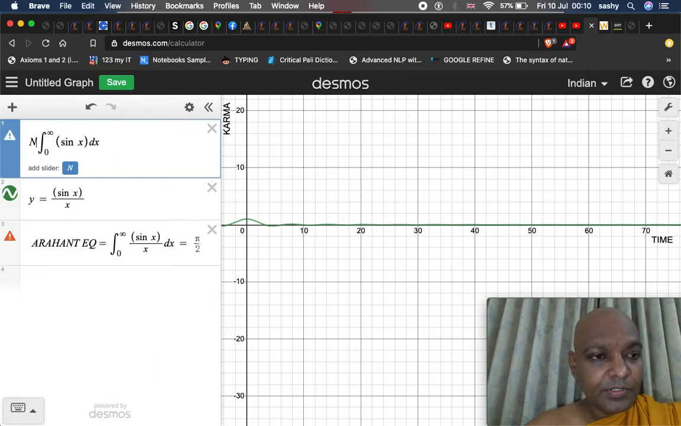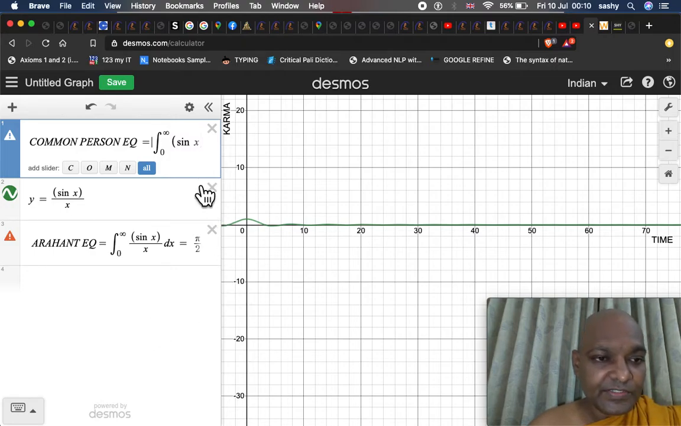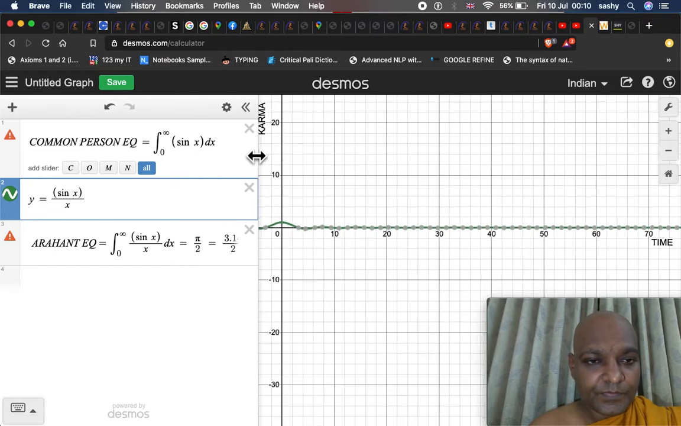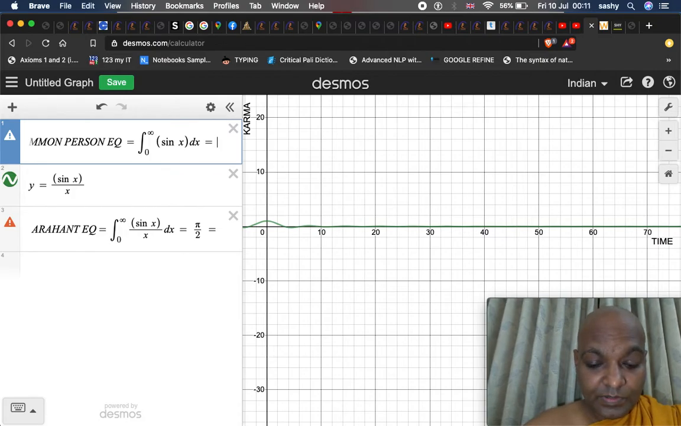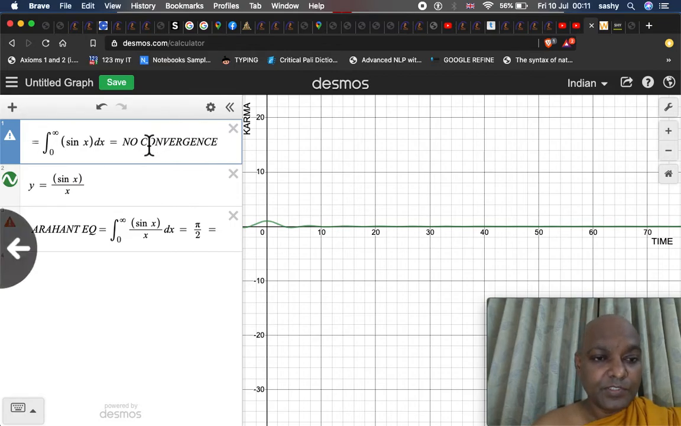And this can be told as the, not normal, common person equation, EQ is equal to sin x, and the answer here is undefined, it doesn't converge. We see no convergence.